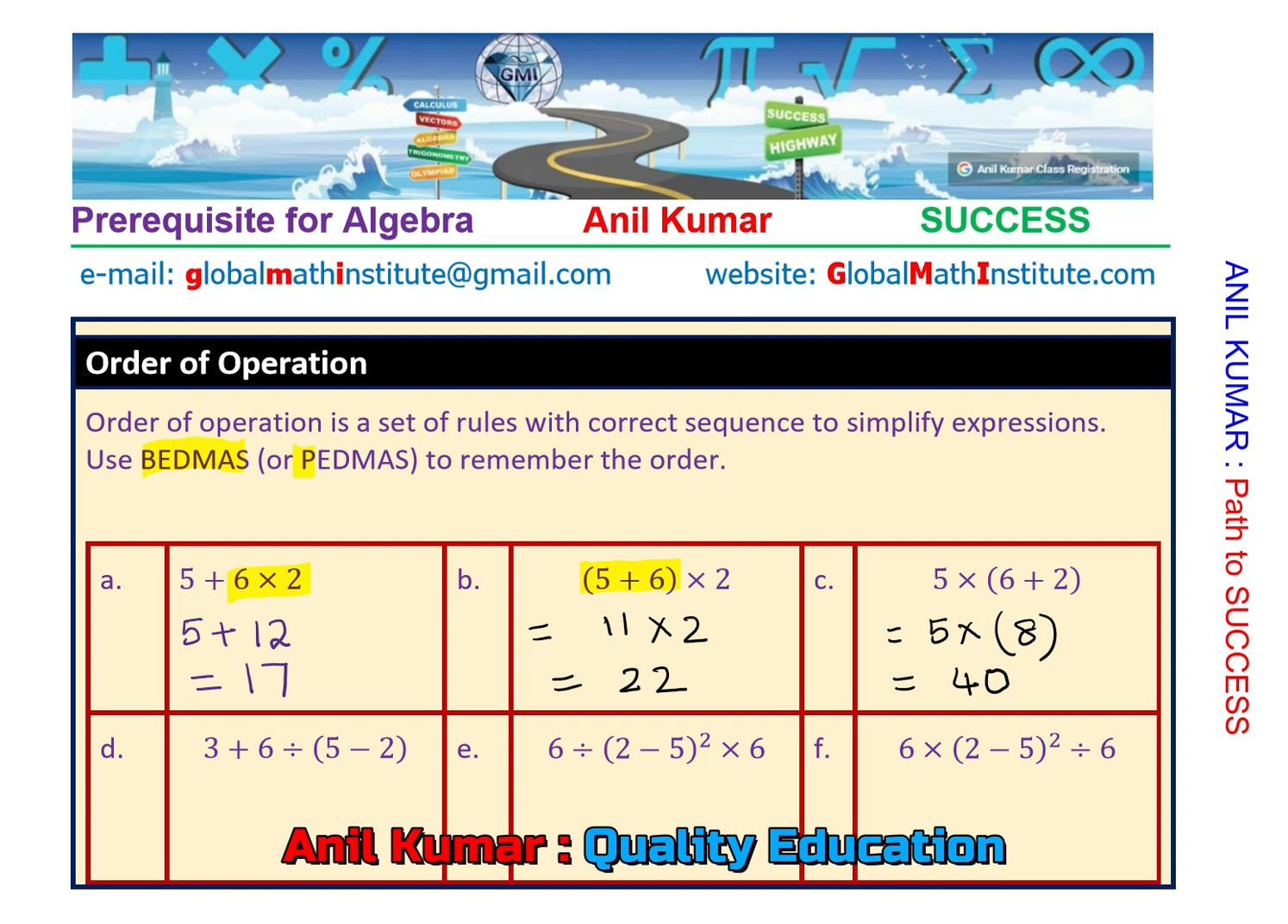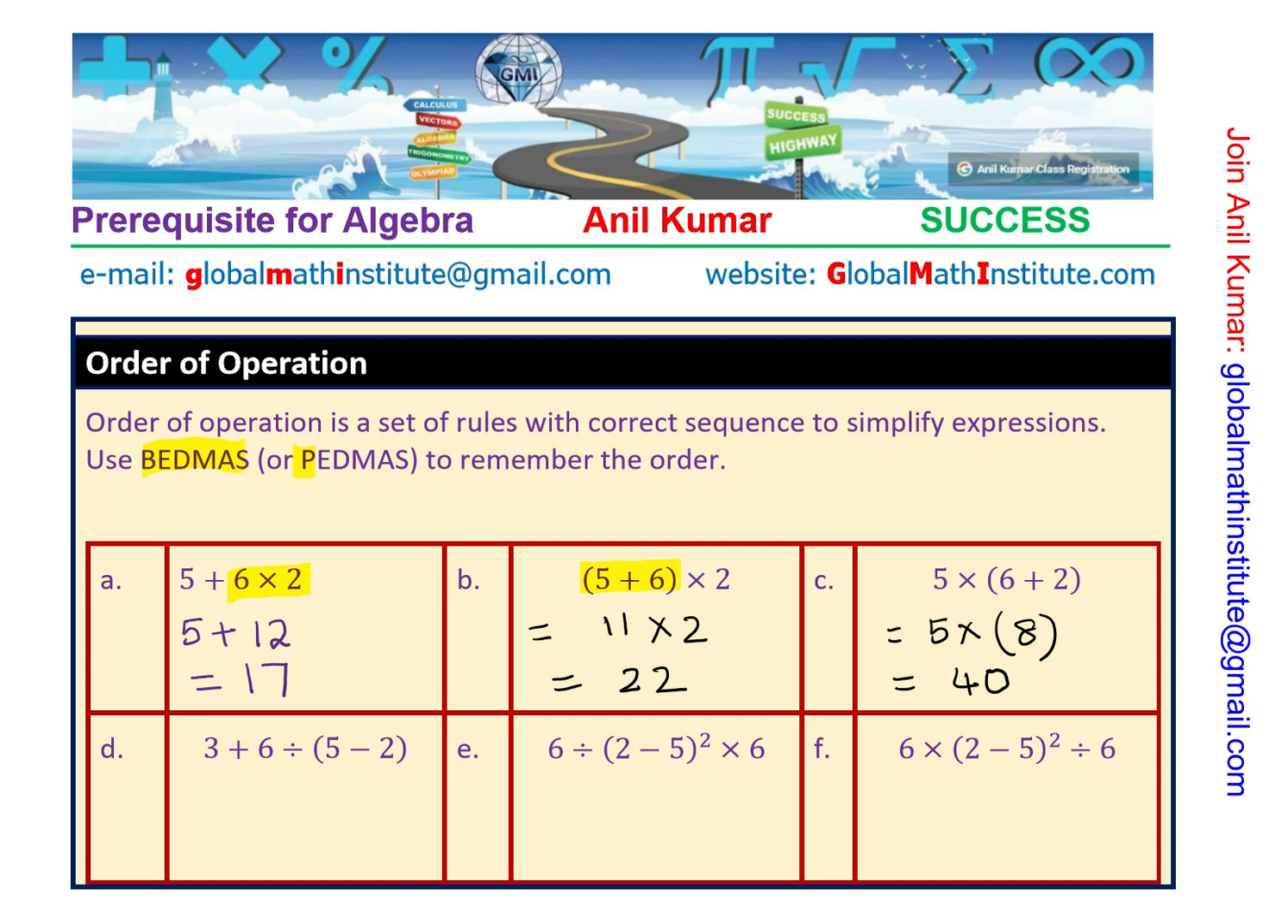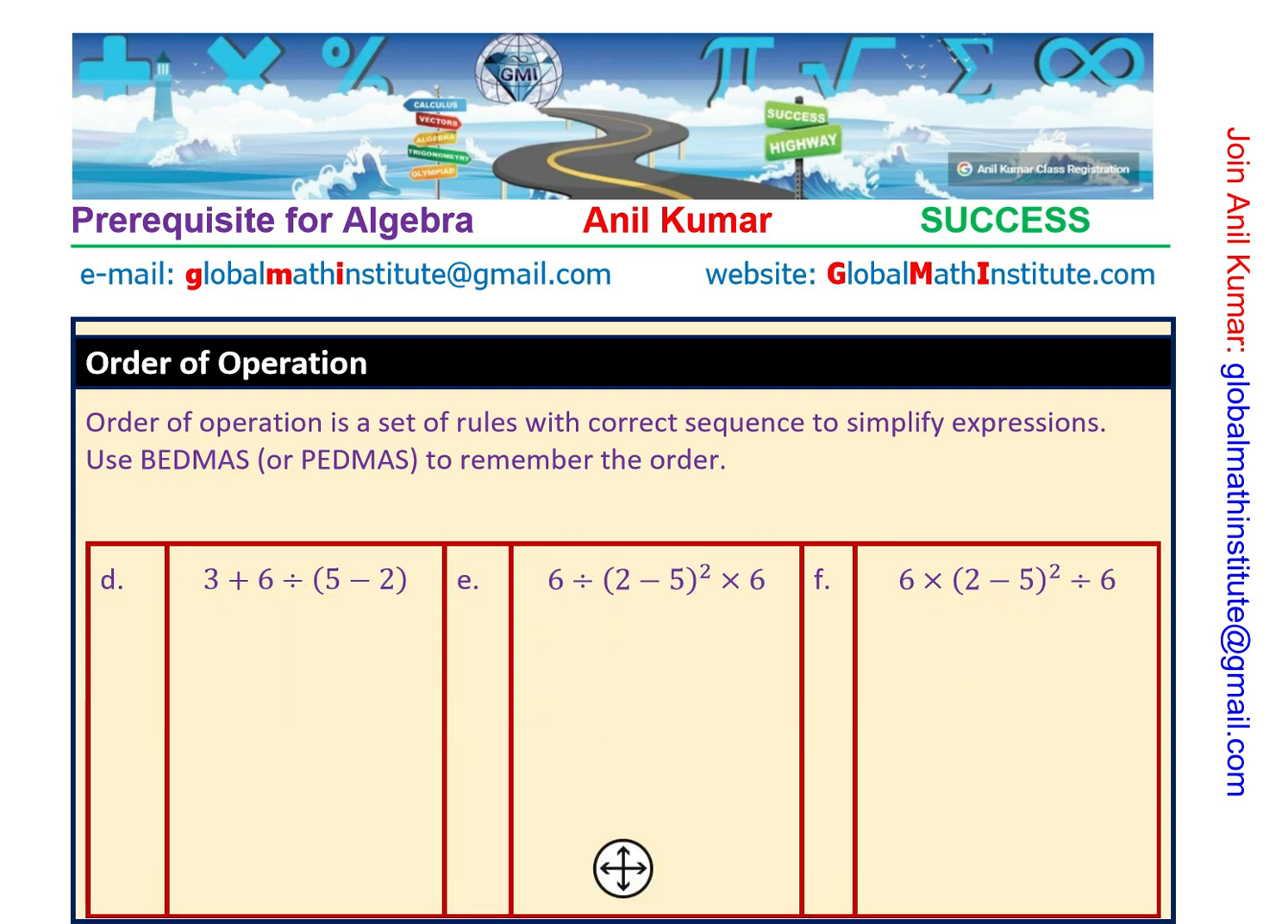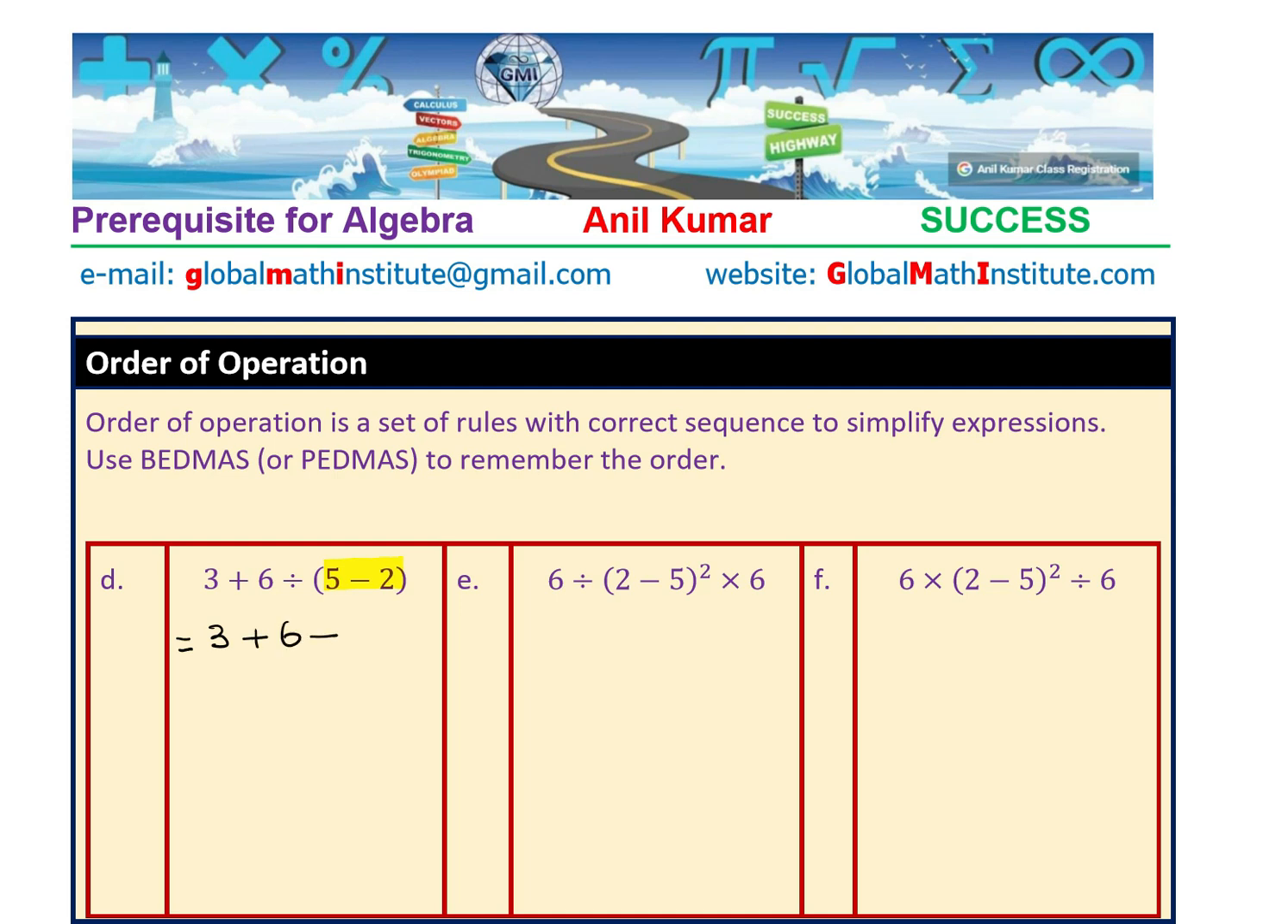Perfect. So we'll take it to the next level, including powers or exponents. Now we have 3 plus 6 divided by 5 minus 2. I'd like you to pause the video and answer this question, and then I'll share my solution with you. Okay, so here's a fresh page. Within the parenthesis we have 5 minus 2. That should be performed first. 5 minus 2 is 3.